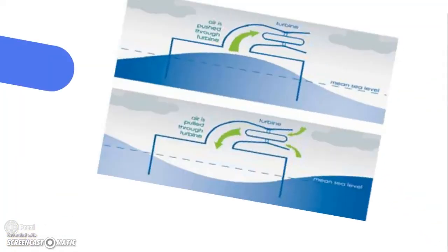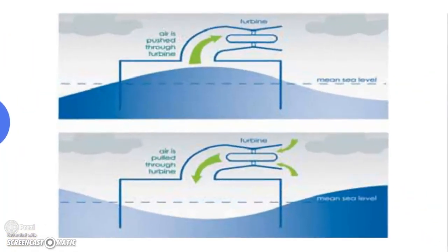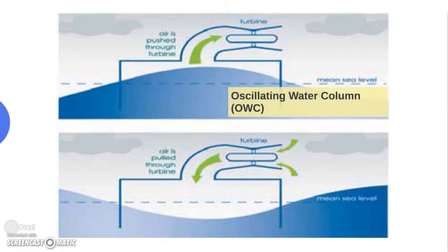Another important device is the oscillating water column, or OWC, which operates by using a large volume of moving water as a piston in a cylinder, and so air is forced out of the column as the wave rises, and fresh air is drawn in through a turbine as the wave falls.